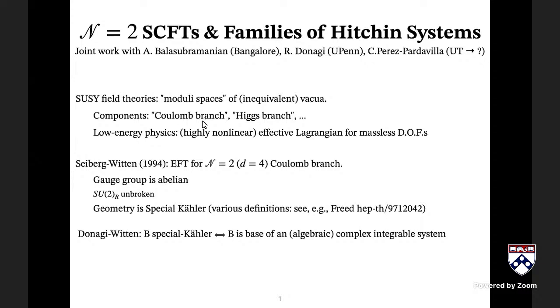The salient points about the Coulomb branch is that the gauge group is abelian. The SU(2)_R symmetry of N=2 is unbroken. And the geometry of the moduli space of vacua, the field theory metric that governs the long wavelength fluctuations of the scalar fields that parameterize that moduli space of vacua, is special Kähler, not just Kähler as it would be in N=1 supersymmetry, but this sort of fancy variant, which has various different definitions, hopefully most of which are familiar to the audience, but if not, I'll refer you to an old paper by Dan, which beautifully reviews the various different definitions and explains how they're related.